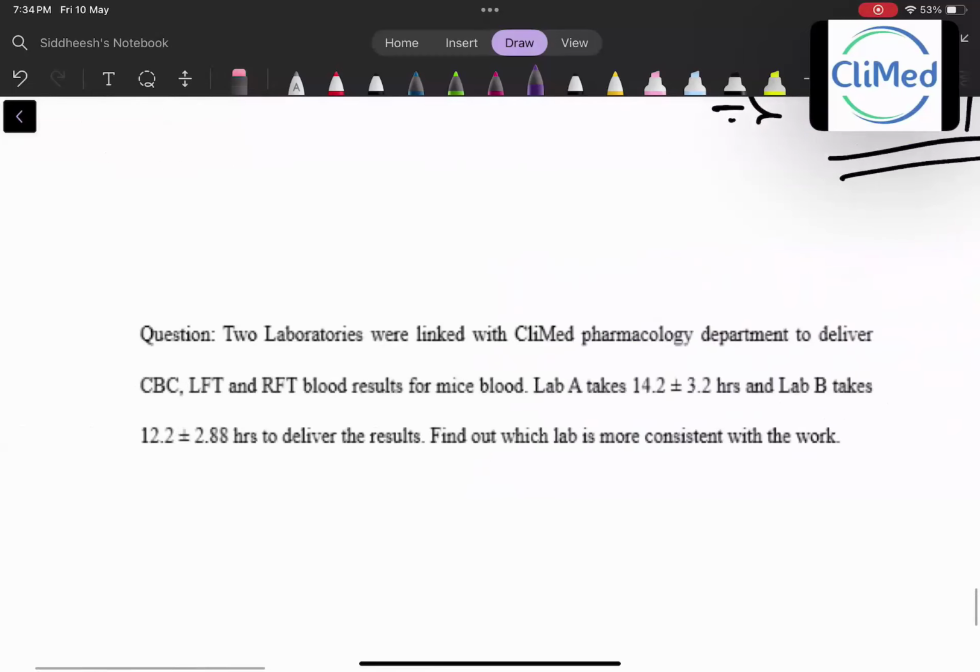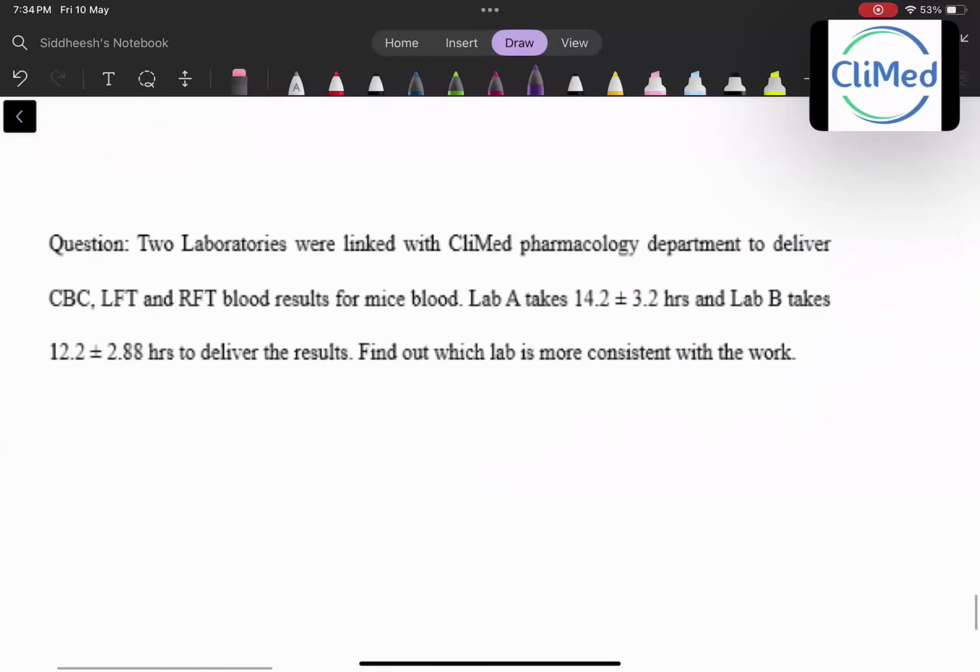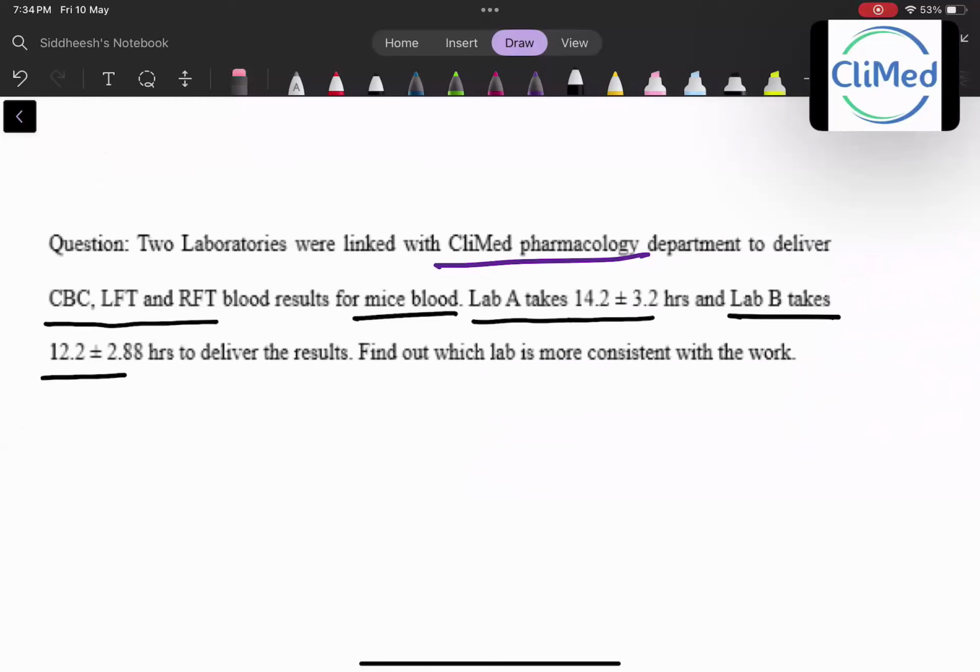Now let's have one question. Two laboratories were linked with the Pharmacology Department to deliver the CBC, LFT, RFT blood results for the mice blood. Lab A takes 14.2 plus minus 3.2 hours. Lab B takes 12.2 plus minus 2.88 hours to deliver the results. Find out which lab is more consistent with the work. Answer me.